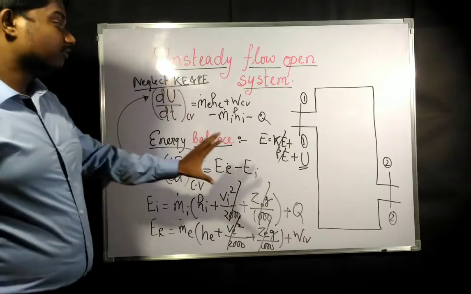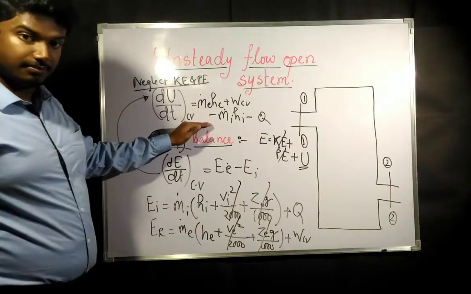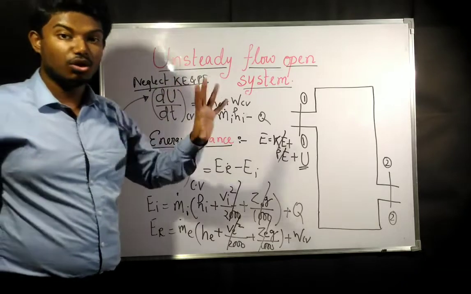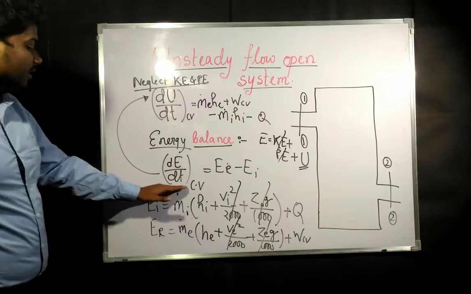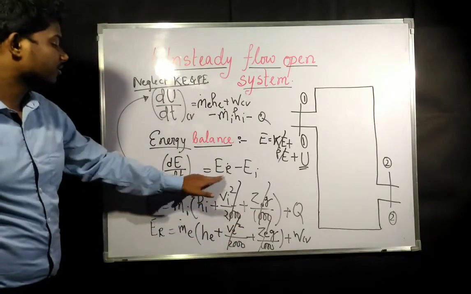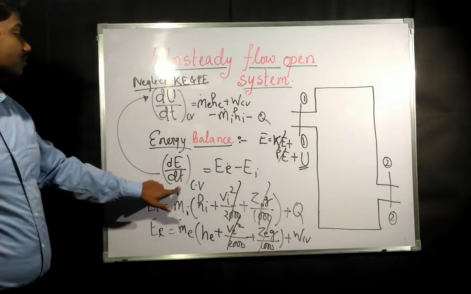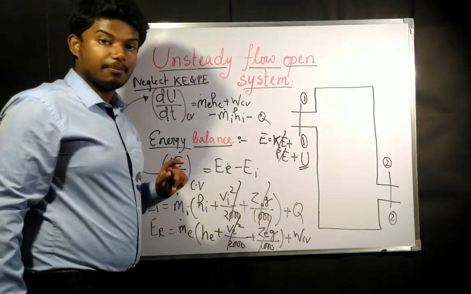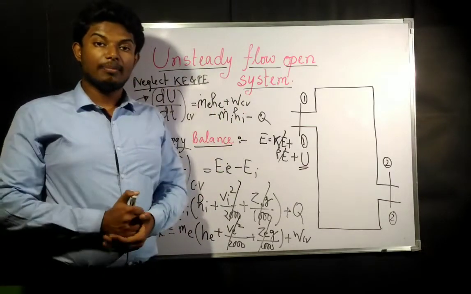For unsteady flow, this is the energy balance by neglecting kinetic energy and potential energy. And if you do not neglect kinetic energy and potential energy, you can simply write dE by dt equals this term minus this term, because it is exit minus inlet. This gives you the energy accumulation, that is, the internal energy accumulation of the system. This is the analysis of an unsteady flow open system.